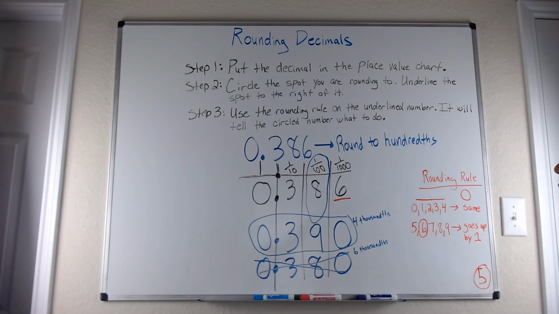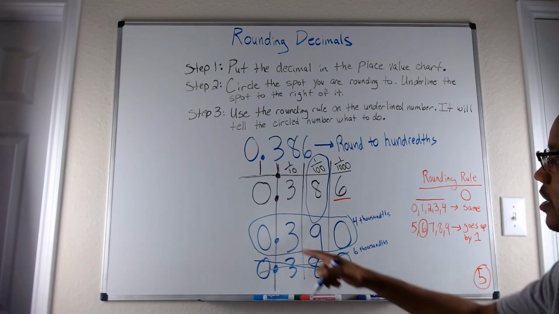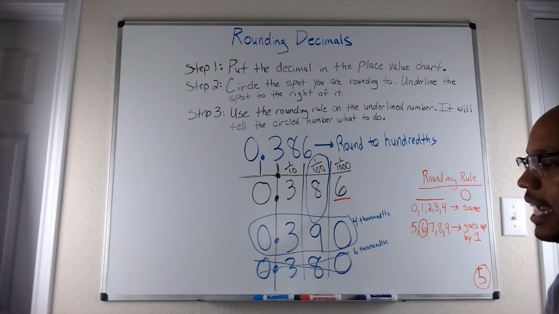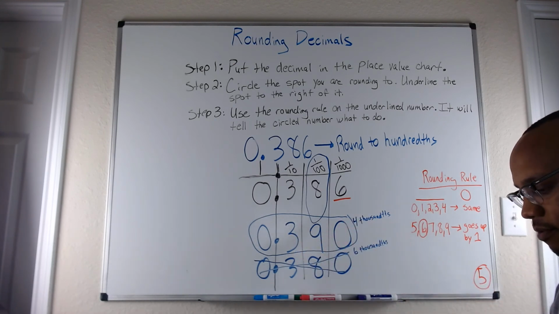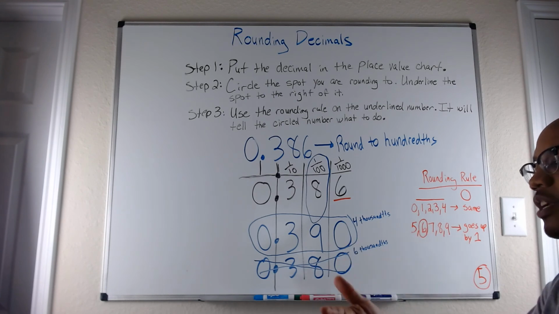And we know that if I'm rounding to the nearest hundredths, it's 0.39 or 0.390 if you fill in with the placeholder 0. All right? So that's how you know it's reasonable.